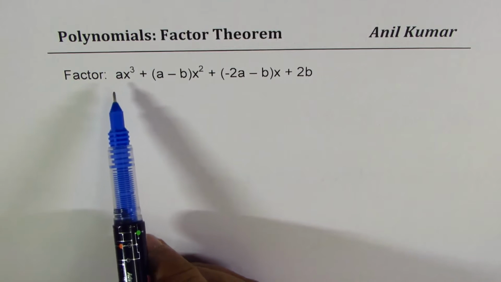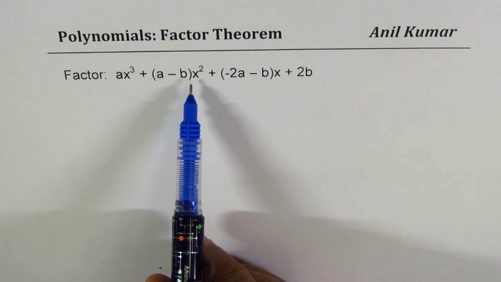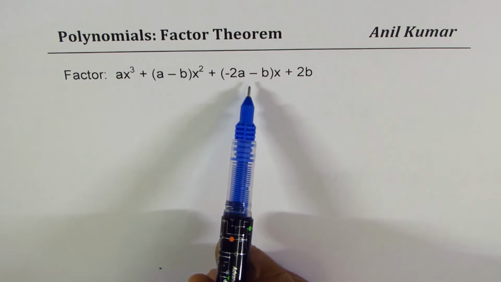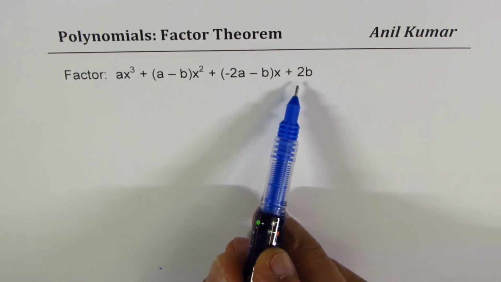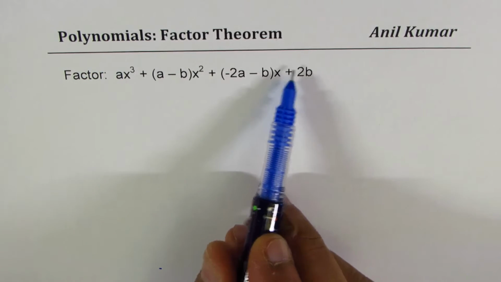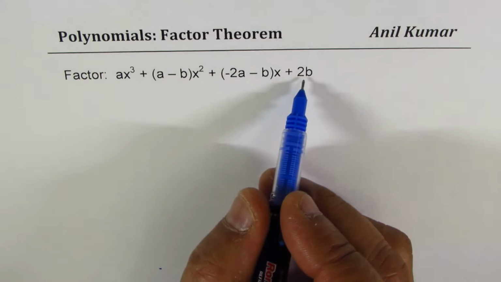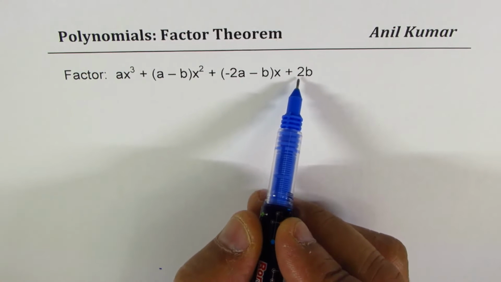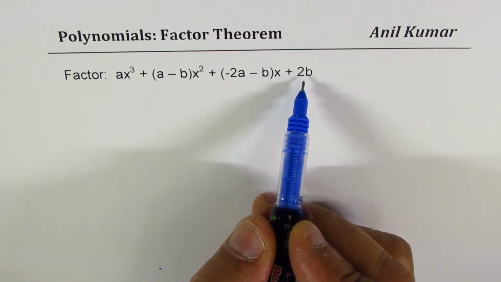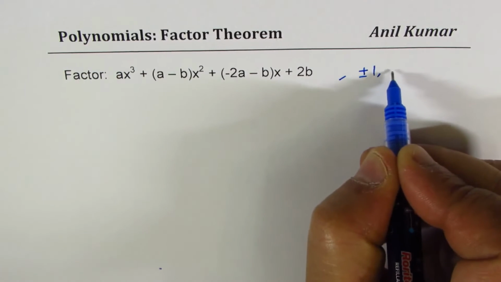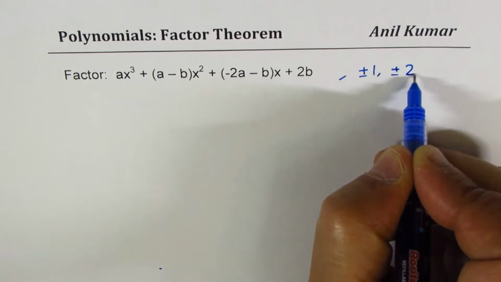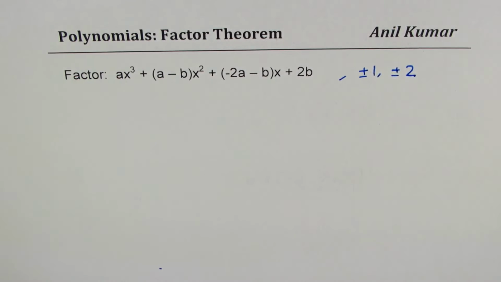You need to factor ax cubed plus (a minus b) whole x squared plus (minus 2a minus b)x plus 2b. Now the basic concept is the same. To factor, we are looking for possible factors of 2b, right? So values to be tried are factors of 2b. So you could try, for example, plus minus 1 or plus minus 2 in this given expression.